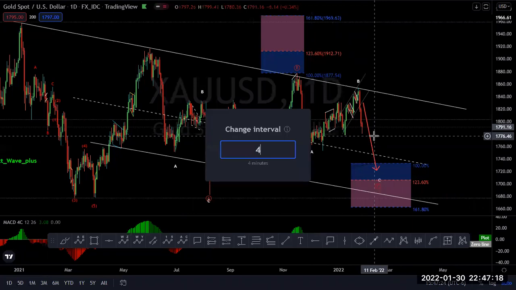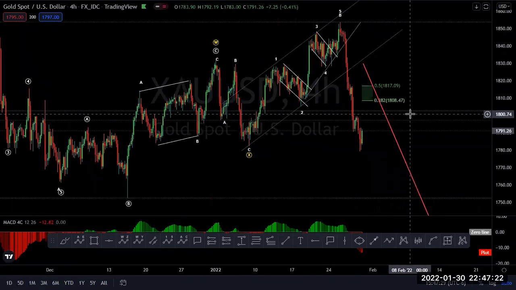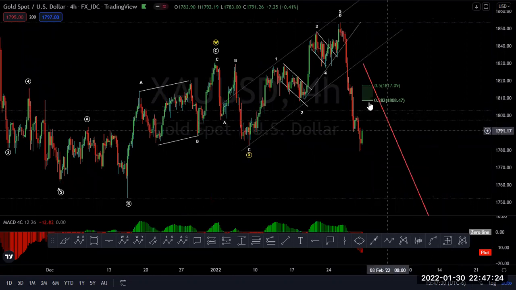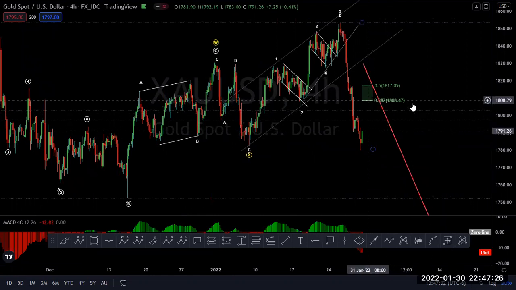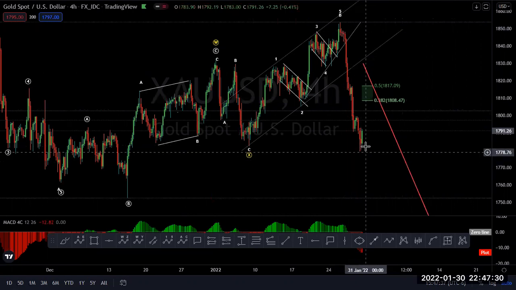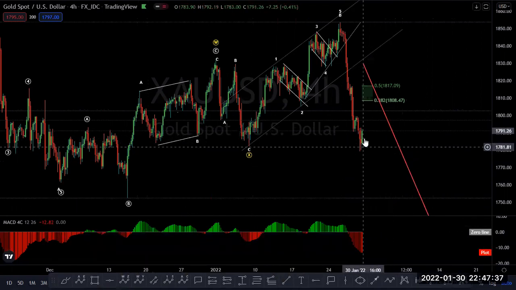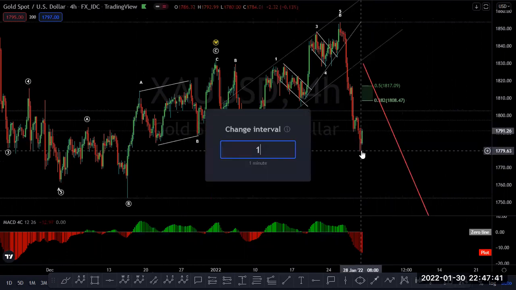So let me go to 4 hours. Maybe 4 hours will help us to solve this problem. Now you can see on 4 hours this big drop, and you can see this candle is a sign of bullish. It is strong. It's a very big move. So let's see it on 1 hour.